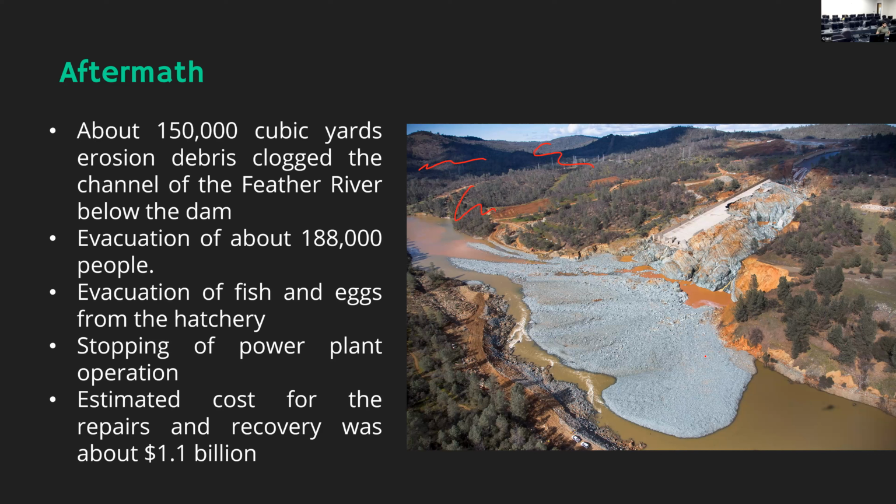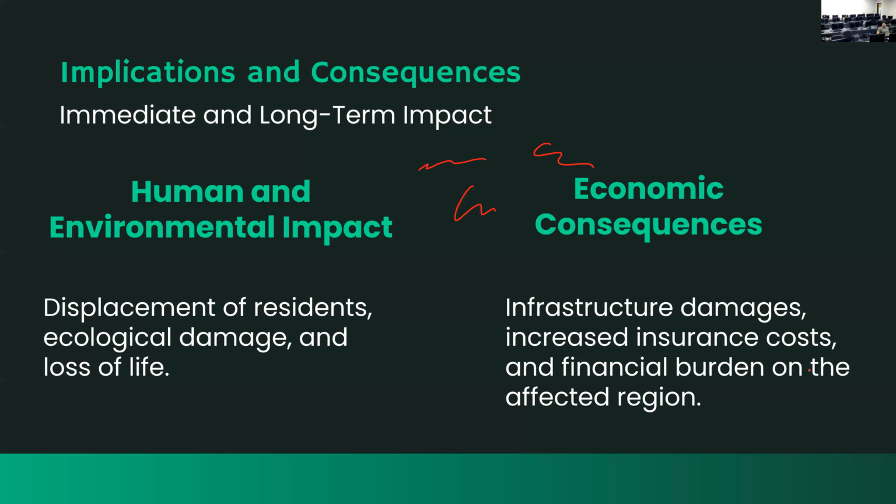You can see the picture, and as Jurjan said, a lot of people were evacuated, and there were some fish and eggs in the hatchery, which were also evacuated. And the power plant operations stopped, and of course, the repair cost of 1.1 billion. Kelechi, you can present, because he actually presented your slide. You want to present?